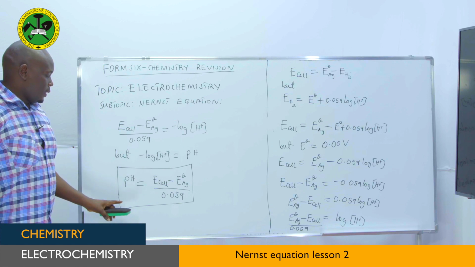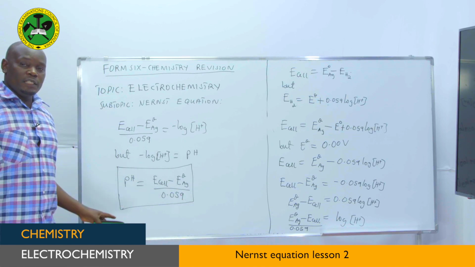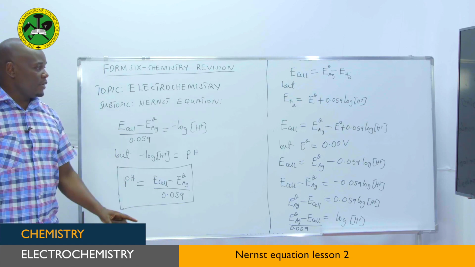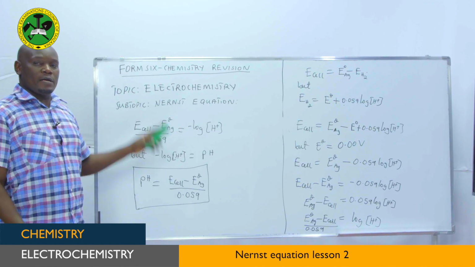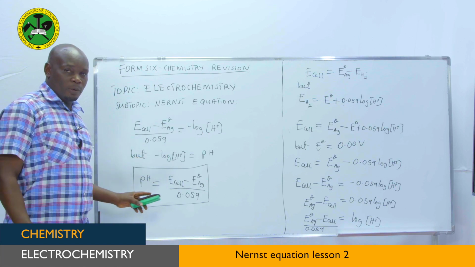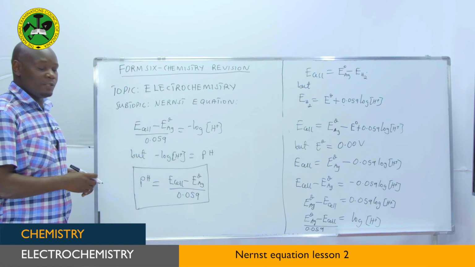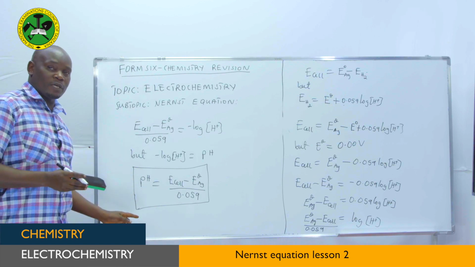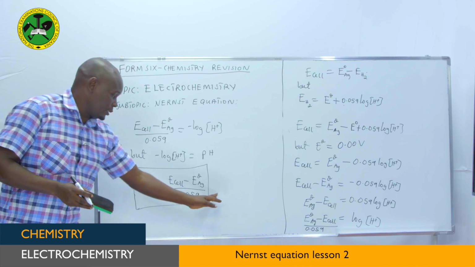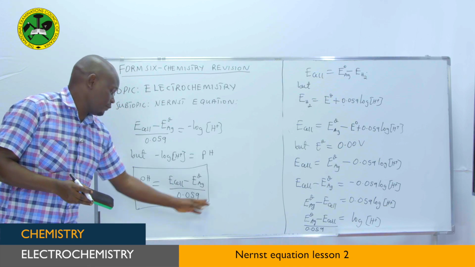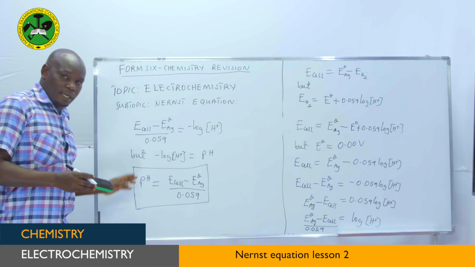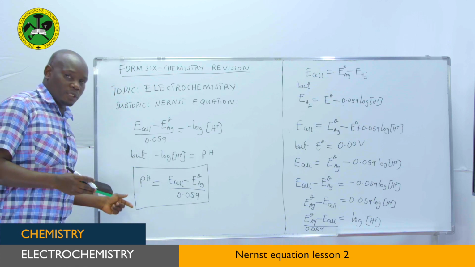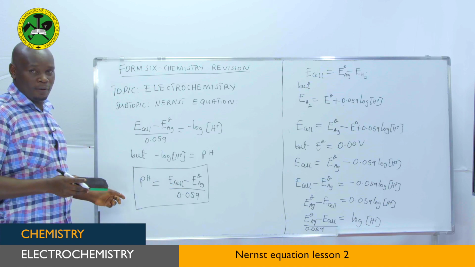Remember that this equation is specific only to the electrochemical cell made up of silver and hydrogen electrodes. If it is another electrode, you have to derive the formula for each electrochemical cell. Be careful with this part. For each electrochemical cell, when you are finding the pH of that solution, you must derive its formula.